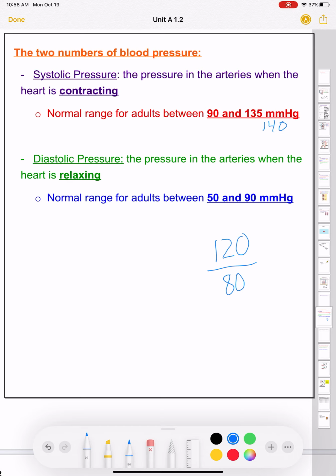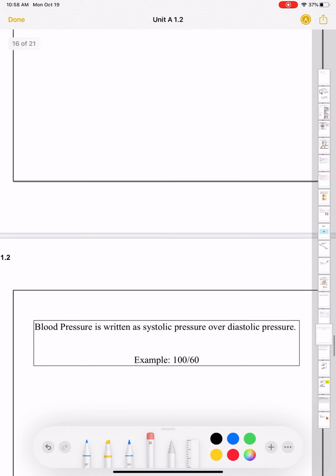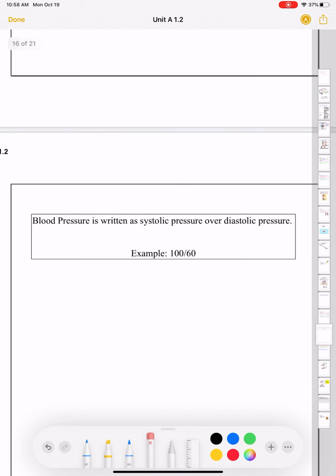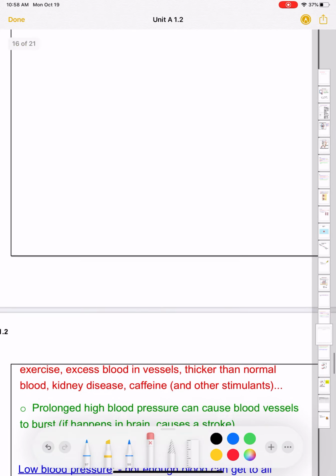I take medication to keep mine in that range. I normally have readings in the 123/81 or something like that. So I'm definitely back in the normal range with taking medication. Blood pressure is written as systolic pressure over your diastolic, for example, 100/60.